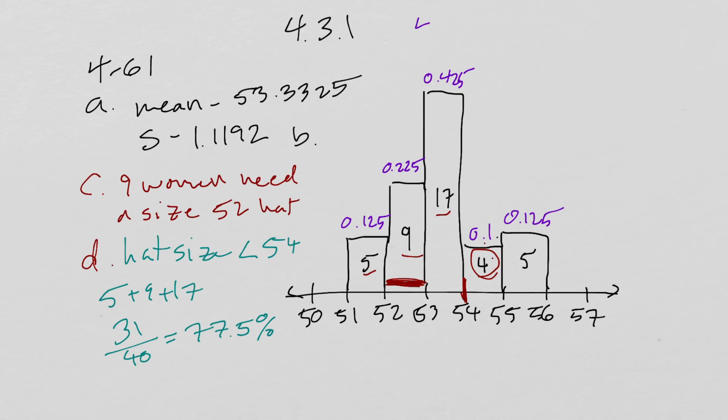So that was 4-62 part A. All of these are probability values, and I put those right at the top of each of those bars because that represents how much of the data is in that bar, right? So in this first one, there's 12.5% of our data from 51 to 52.